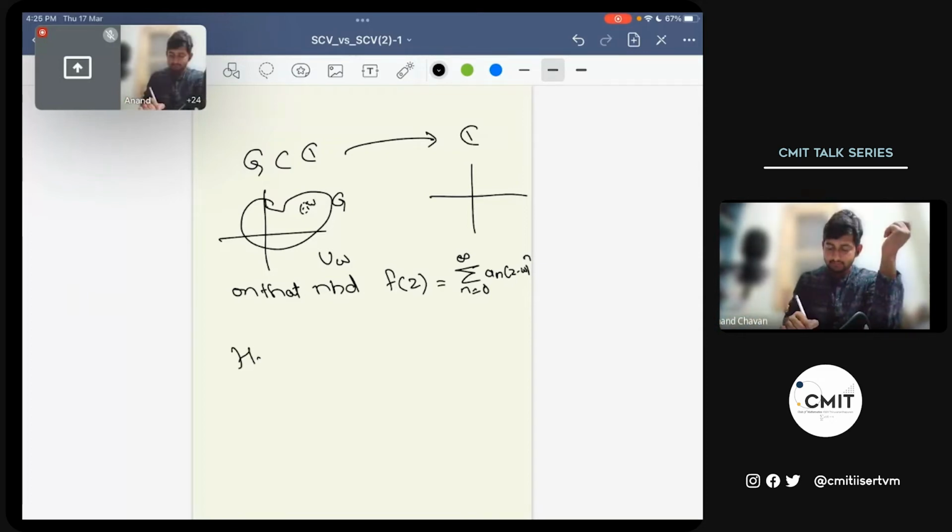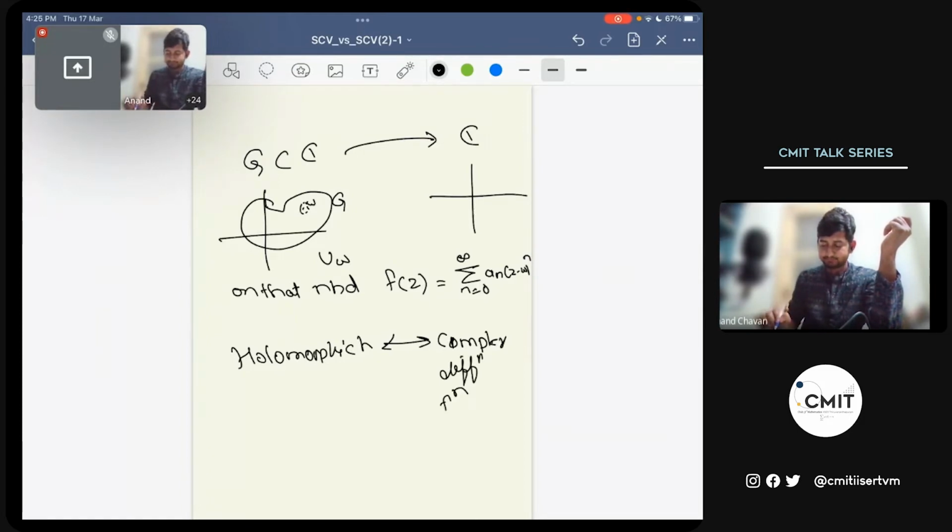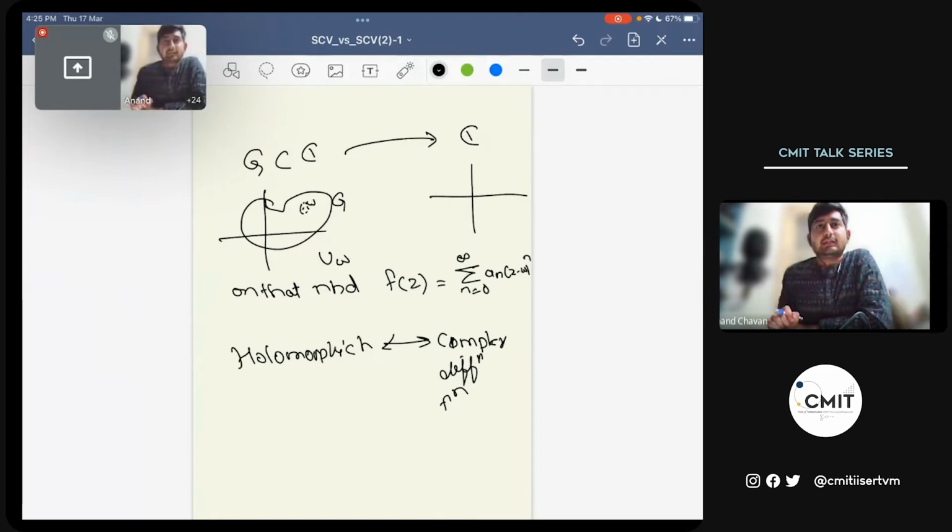holomorphic function and complex differentiable function are one and the same. And this is the remarkable property of a holomorphic function. Now, the question is, can we extend this property to higher complex dimensions, say in C^2 or C^n? The answer is yes. So let's define the holomorphic function in C^n.